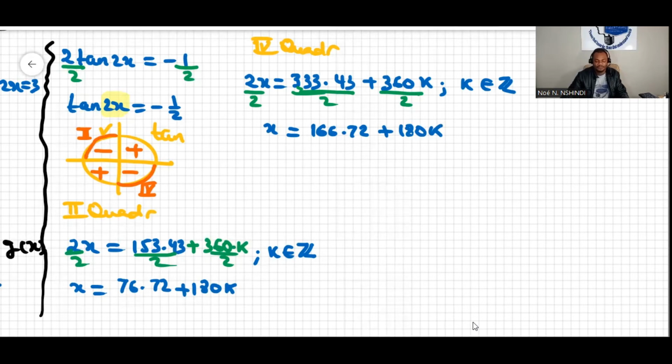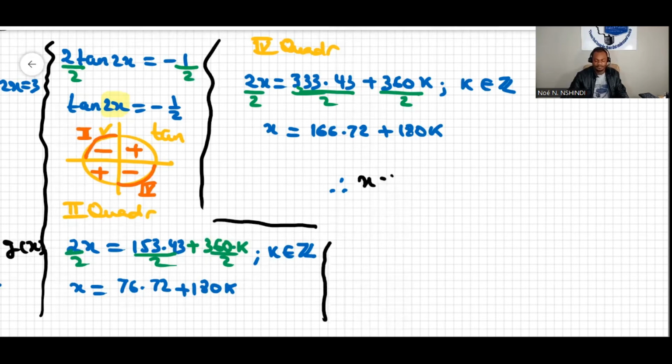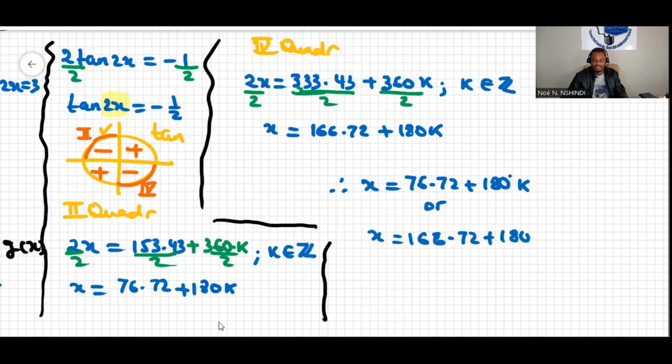Okay, therefore we can answer the question. It was done this way. We can say therefore x will be equal to 76.72 plus 180 degrees k, or x will be equal to 166.72 plus 180 degrees k. So these are the values of x.